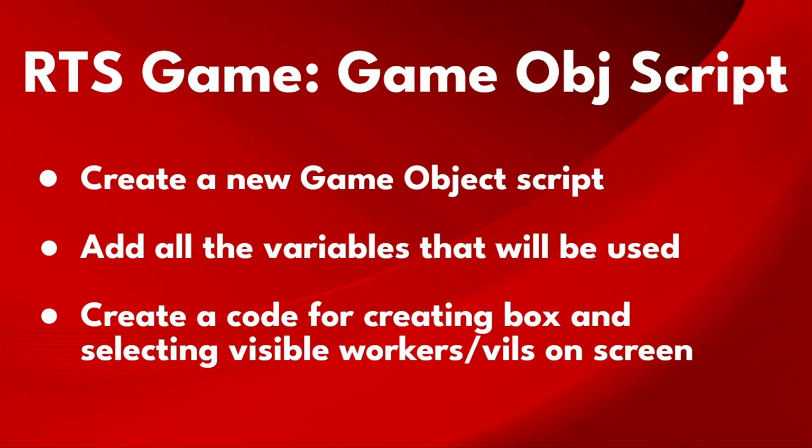In this section, we're going to create the game object script. We're going to start off creating a new game object script and attaching it to the main game node. Then we're going to add all the variables that we're going to be using. Then we're going to create some code for creating a box and selecting visible workers, or vils, on the screen. Now let's jump right in.